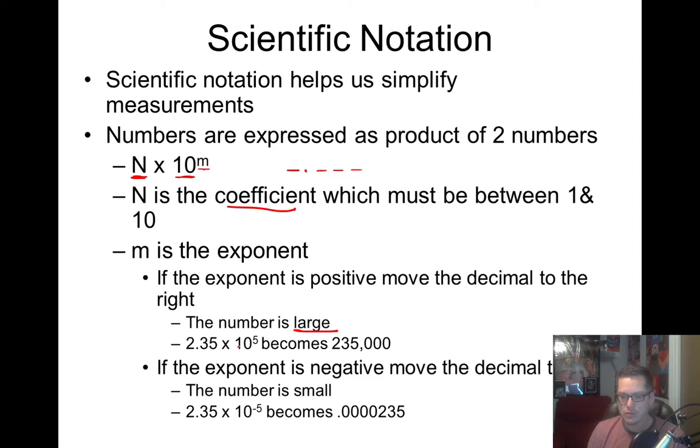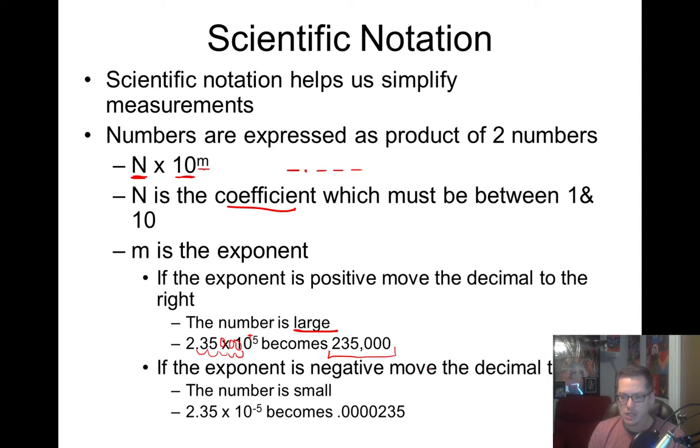So here we've got 2.35 times 10 to the 5th. Notice that it's a positive 5 here. So that means we're going to move the decimal to the right. So we're going to go 1, 2, 3, 4, 5. And we write in zeros for the rest of these guys. So we get 235 with 3 zeros afterwards. So we get 235,000. So that's what these two numbers mean. These are the exact same number.